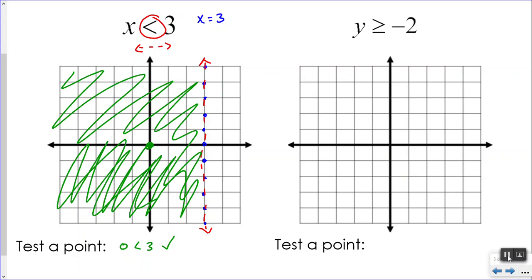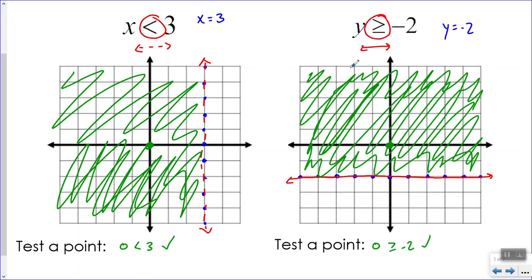Go ahead and pause the video and try the second graph. Alright, so for this one, this is like the line y equals -2, so that's our horizontal line where all the y coordinates are -2. And because it's greater than or equal to, we have a solid line here. So we draw on our solid line, we pick a point to test. Again, we can use the origin since it's not on our boundary line, and 0 is greater than or equal to -2, so we shade everything above the line on the same side as the origin.